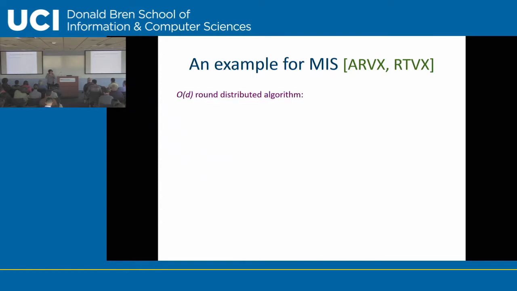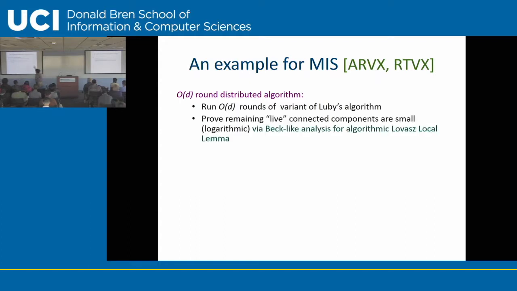It's a little complicated because here I had a distributed algorithm which we're simulating sequentially, and then we're adding this other algorithm, so let's try to summarize where we are because it's a little loopy. We had an order D round distributed algorithm, which was Luby's distributed algorithm. We're going to run it a constant number of times, since I'm assuming the degree is constant. Actually, I kind of cheated. We're going to run it order degree many rounds. So we're running order D rounds of Luby's algorithm. D is a constant. We're going to prove that live connected components are all small via the Beck-like analysis.